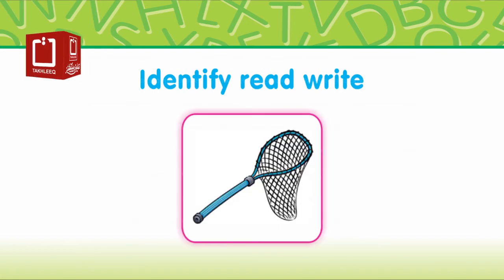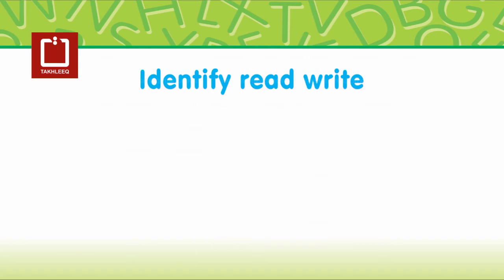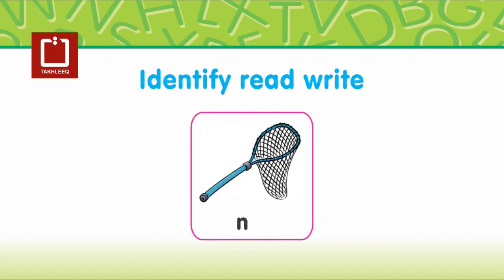We see here the picture of a net. Now we say the spellings of net. N E T, net. So we write N E T, net, on lines.